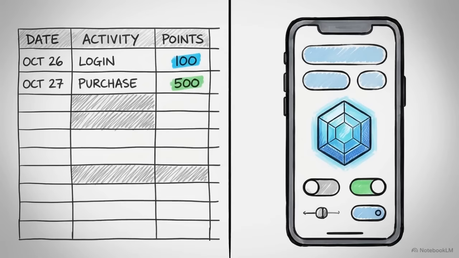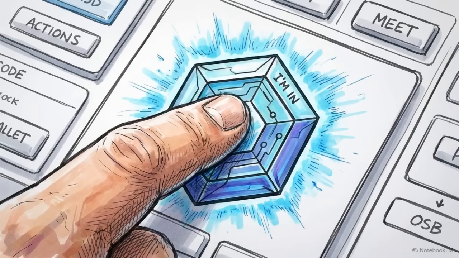Compare that to a modern tokenized ecosystem. On the left, a standard static points ledger. On the right, a dynamic digital wallet. Instead of trapped points, users hold programmable tokens. They own these digital assets, use them across a broader ecosystem, and unlock active utility.